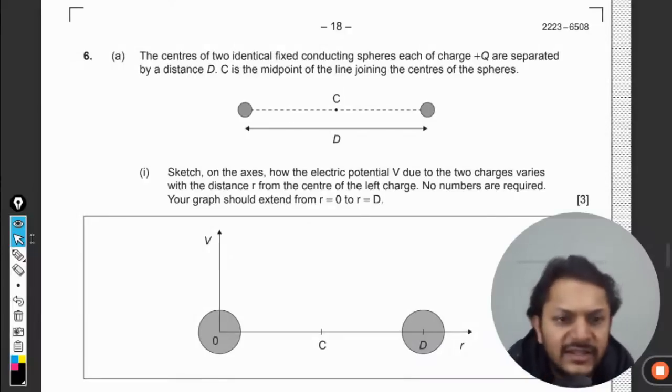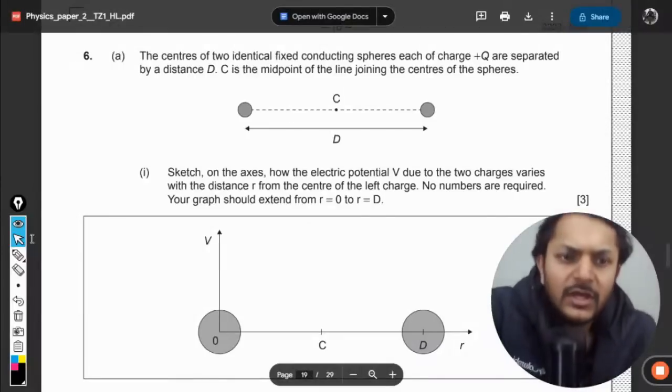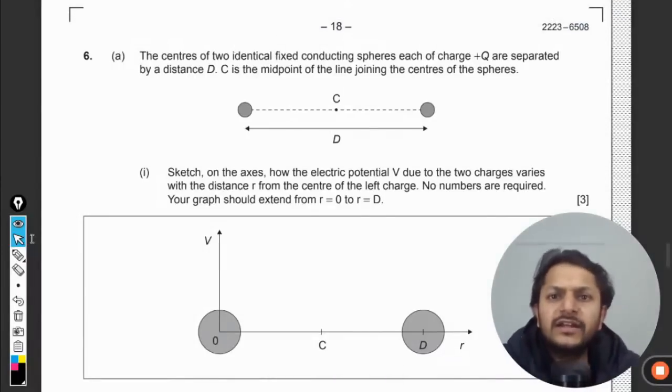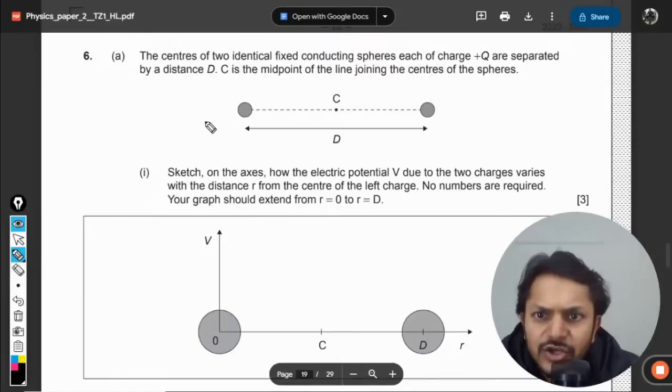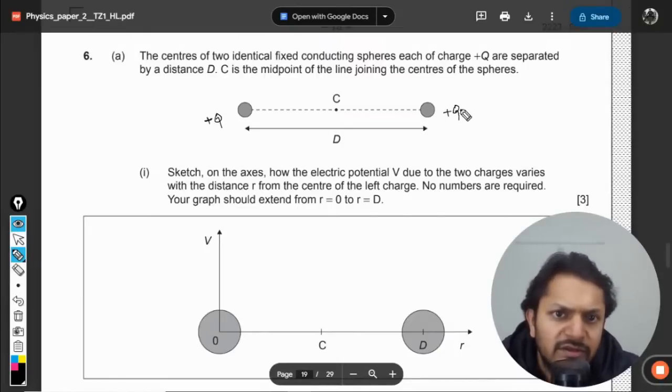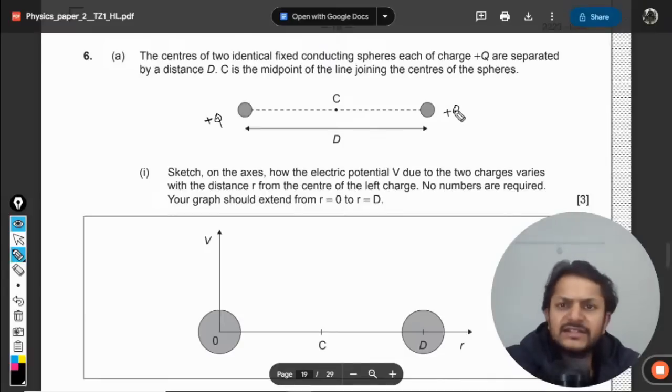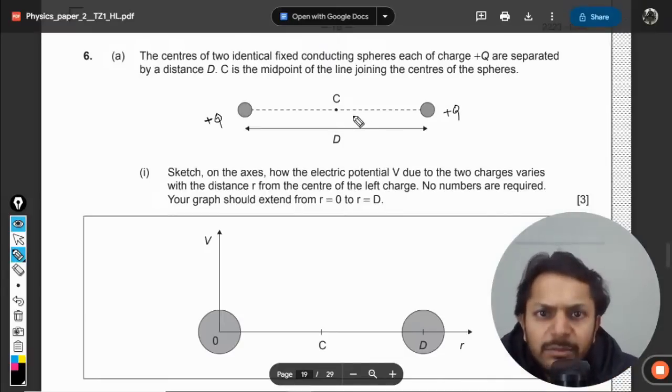Okay, dear student, let us see what is there in this question. The centers of two identical fixed conducting spheres, each of charge plus q. So this is plus q and this is also plus q. They are separated by a distance capital D. C is the midpoint of the line joining the centers of the spheres.